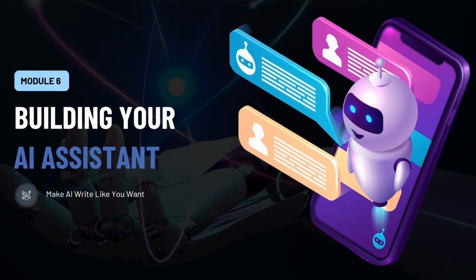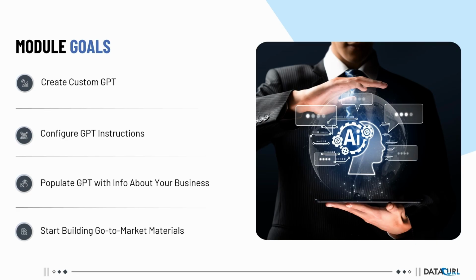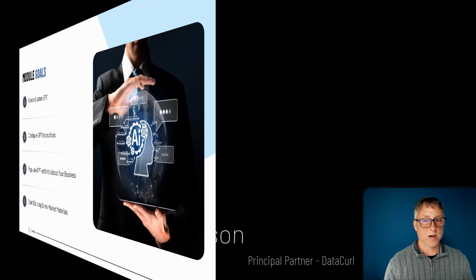So what we're going to do is create a custom GPT in ChatGPT. Then we're going to configure it with instructions to match our business, our personas, what we do, who we do it for, how we want it to write, and all these various things. And then we're going to use this GPT to build go-to-market materials for AnyQuest.